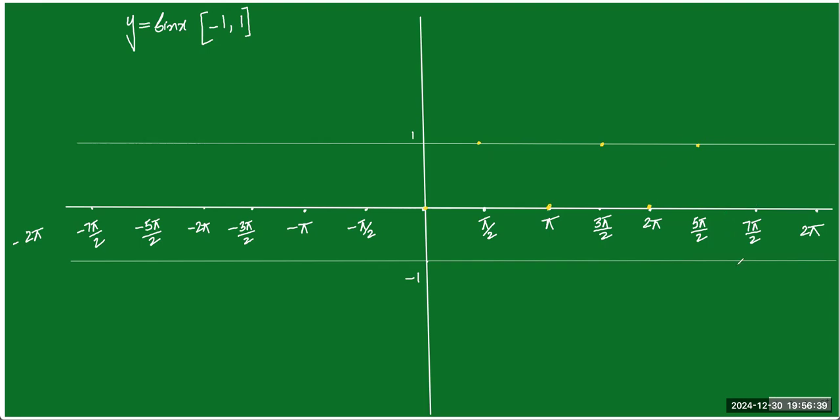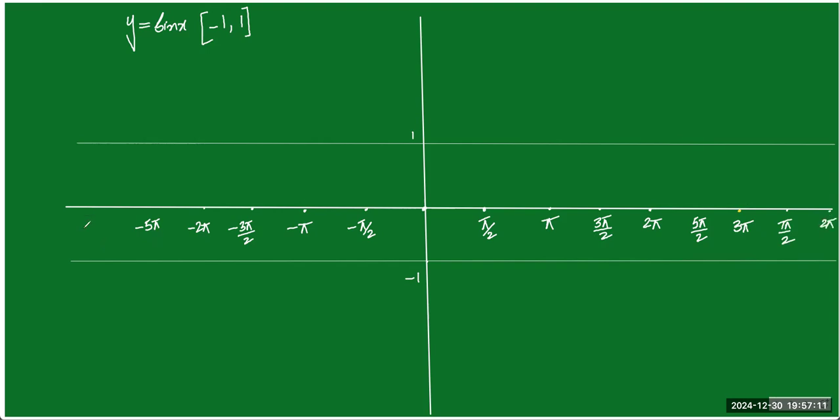I need to make a small correction here, because you should also understand the concept very clearly. After 5 pi by 2 it is 3 pi, then 7 pi by 2, then finally 4 pi.